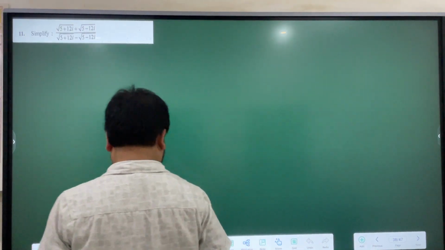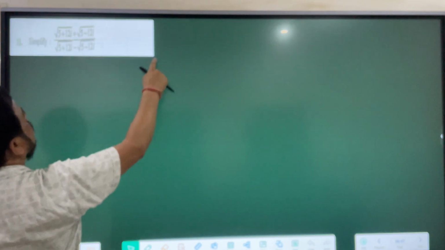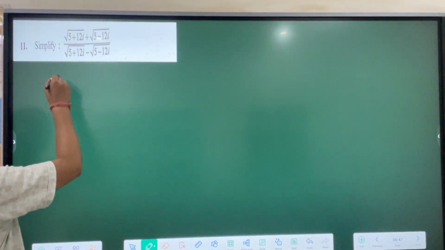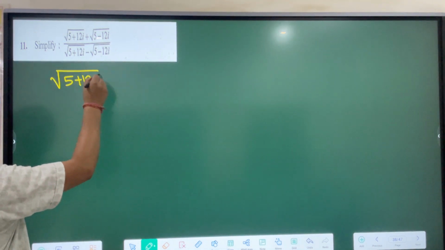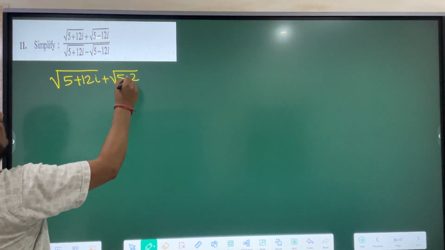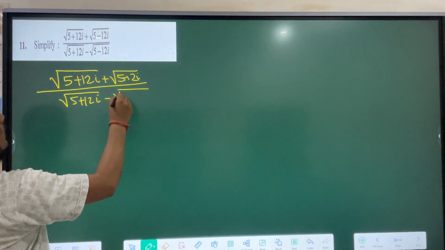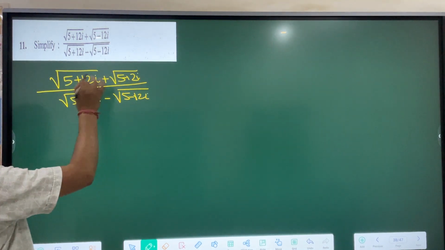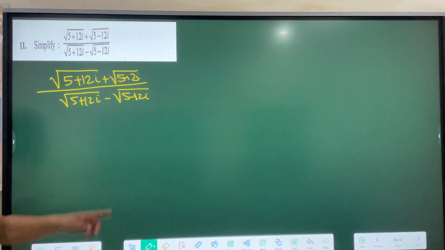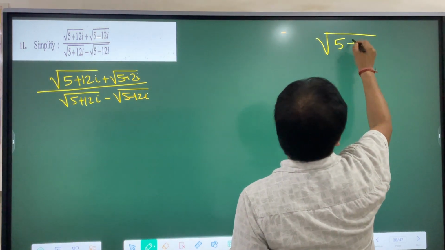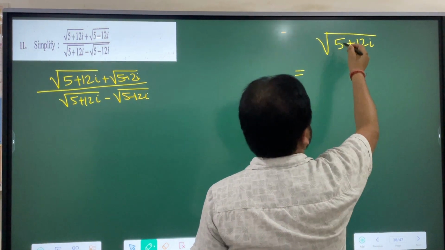Number 11. Simplify. The terms are the same: 5, 12, 5, 12, 5, 12. But the square root is there. Let us find out the square root of 5 plus 12i. Let us find out how much we get.